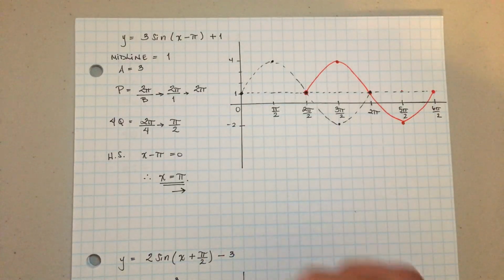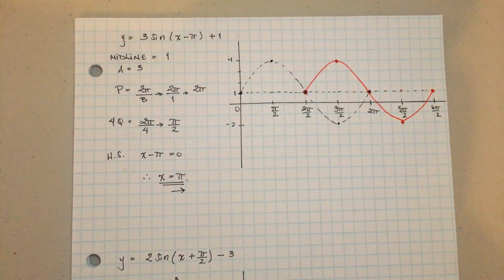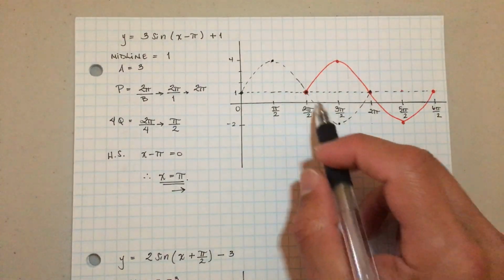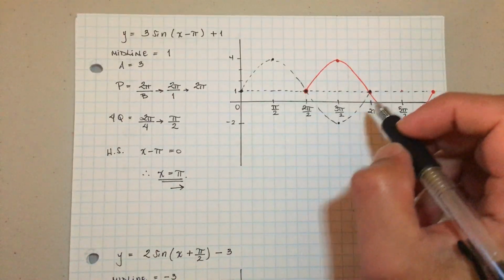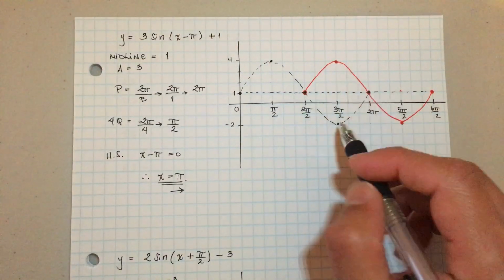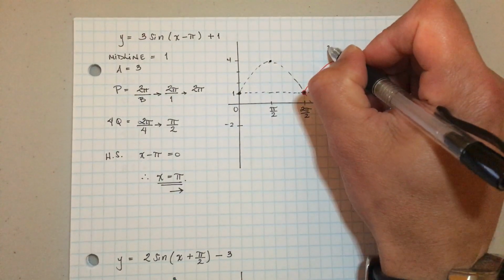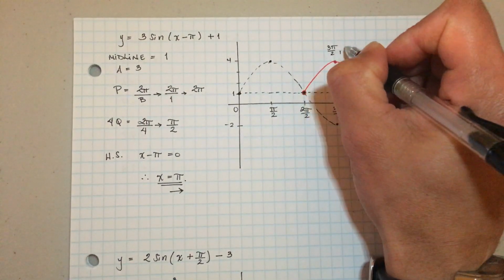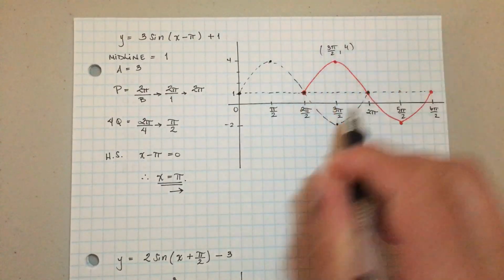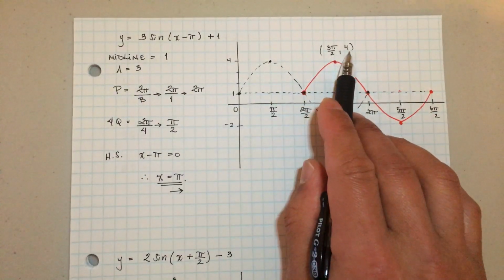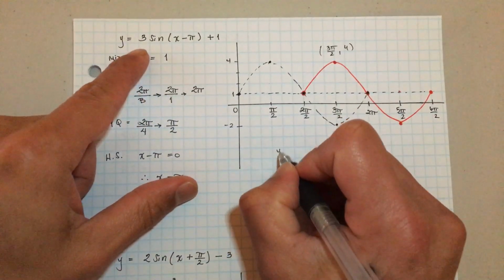And that's it. Now the last thing I want you guys to do is to be able to verify. Well, how do I do that? Well, let's pick any of these points, okay? This point is 3 pi over 2 comma 4. So the x is 3 pi over 2, the y is 4. That means when I plug this guy into here, I should get a 4. So I'll just go ahead and do it real quick here.